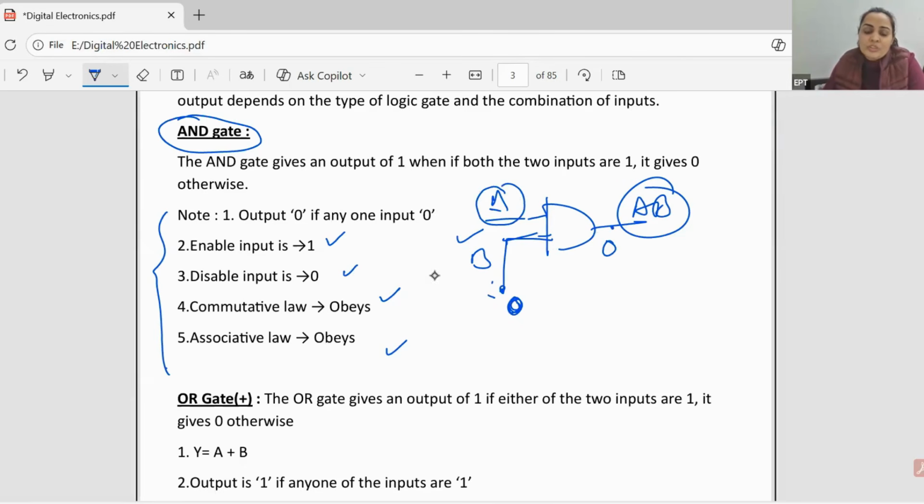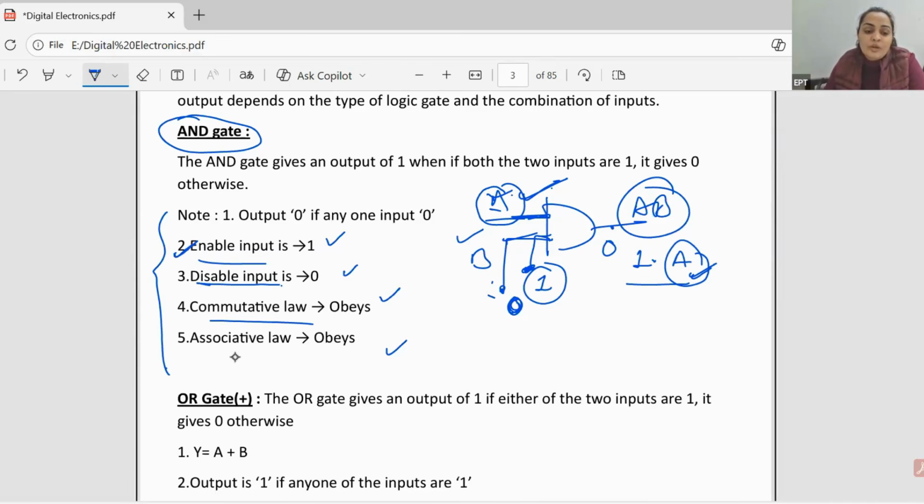output will always be 0. So the second input will not matter, right? The second input is not important in this case. So this is known as disabling the input. Now enable: if you connect this input to high, or logic 1, then what will happen? Output is going to be 1 into A. Now the output is decided by this input, which means that this circuit is now enabled, right?